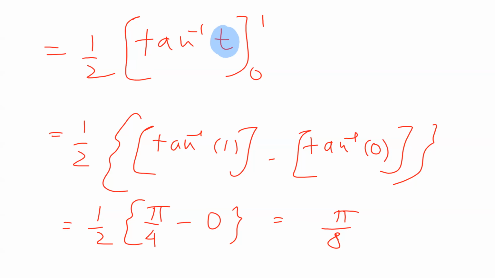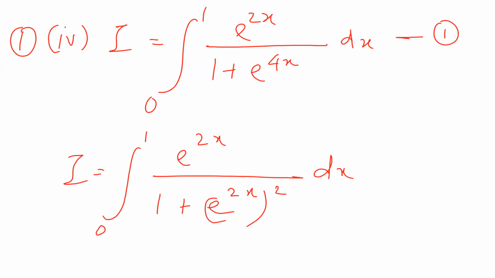Question number 1, sub question 4: integration 0 to 1 of e raised to 2x upon 1 plus e raised to 4x dx. So this will be e raised to 2x upon 1 plus e raised to 2x the whole square. Let this be equation number 1.